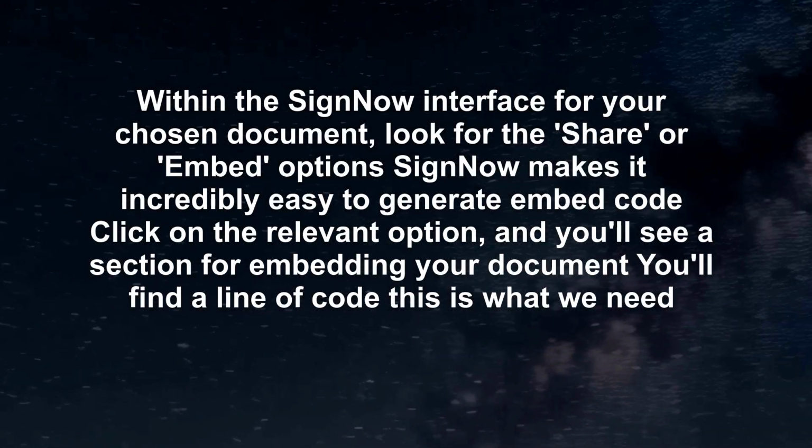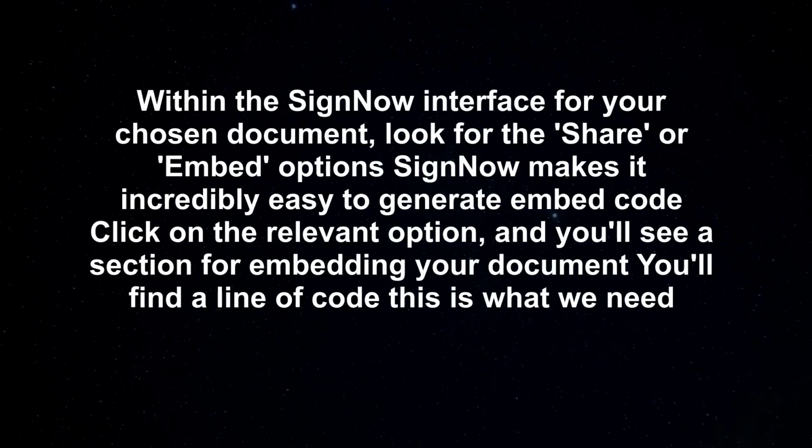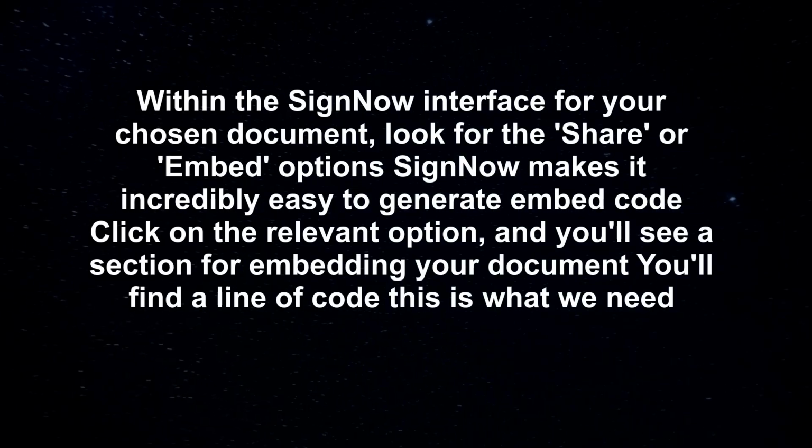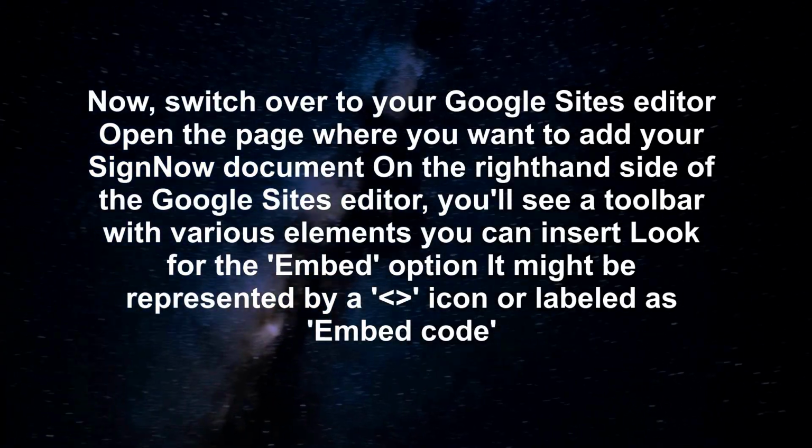SignNow makes it incredibly easy to generate embed code. Click on the relevant option, and you'll see a section for embedding your document. You'll find a line of code. This is what we need. Now, switch over to your Google Sites editor.